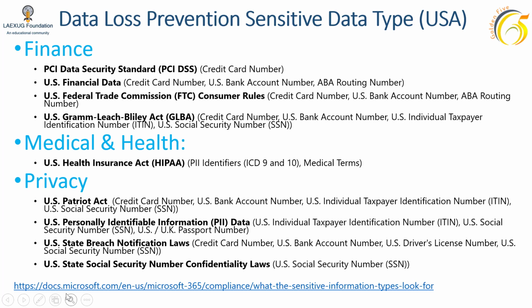Okay, I just want the US Privacy Act to be blocked, and I don't want to lose the data of any individual. Then US personally identifiable data. This is a mix of all those things like US credit card, US bank, US tax ID, or US Social Security ID, and the US passport.